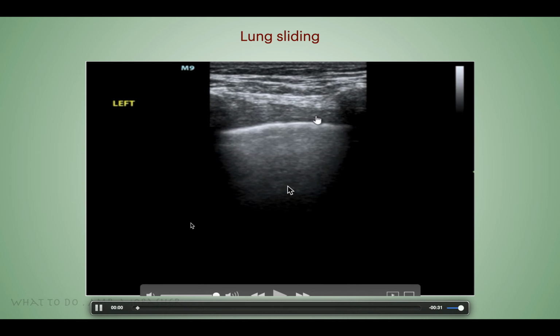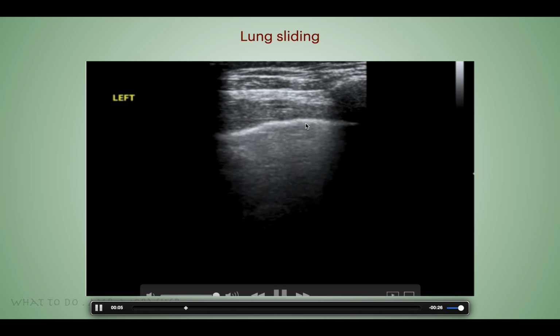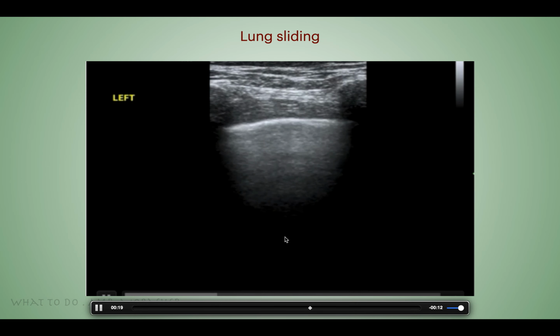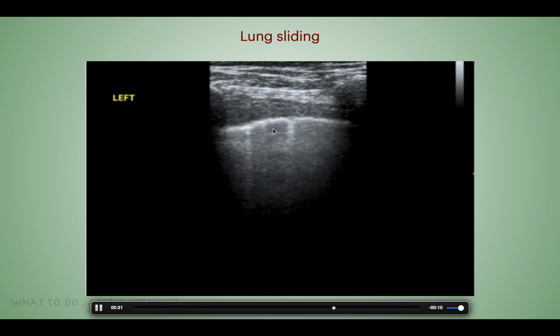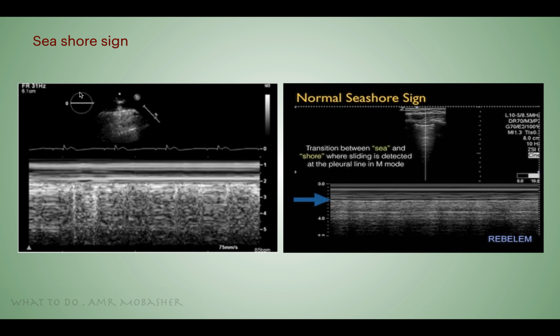This is another example of lung sliding. See, the pleura is dancing back and forth all the time. Then the M mode gives us the seashore sign. The muscular part is the sea, the pleural line, then the shore or the sand, which is the lung basically. Seashore sign. This is another example, seashore sign. Again, it means there is no pneumothorax. This is normal.